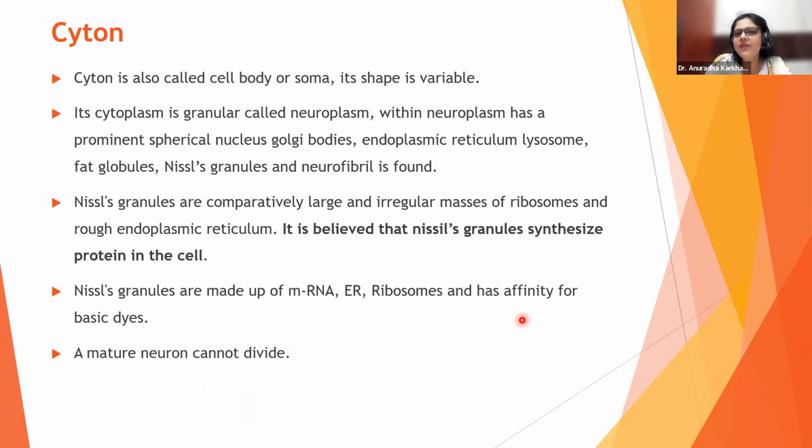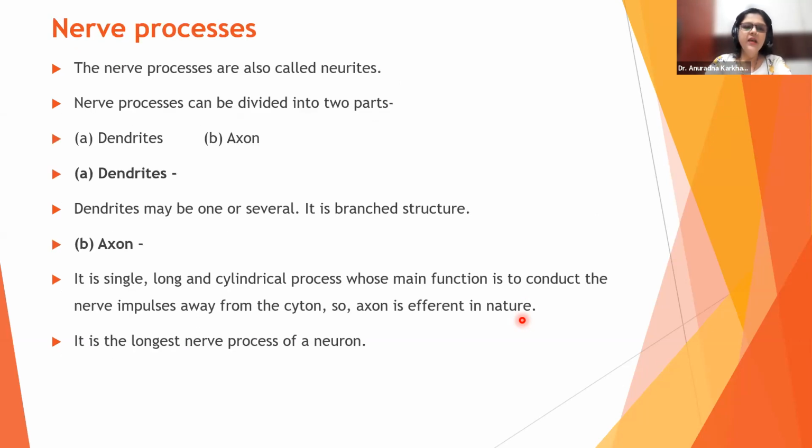Nissl's granules are comparatively large and irregular masses of ribosomes and rough endoplasmic reticulum. It is believed that Nissl's granules synthesize protein in the cell. So the cyton will have a lot of proteins because of Nissl's granules. Nissl's granules are made up of mRNA, endoplasmic reticulum, ribosomes, and they have an affinity for basic dyes. So they will stain when we stain them with basic dyes. A mature neuron cannot divide, we know this. Nerve processes are also called neurites. They are of 2 parts, dendrites and axon.